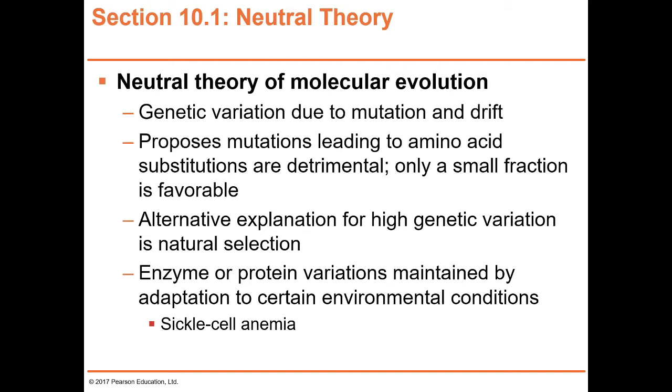So the alternative explanation for high genetic variation is natural selection. Enzyme or protein variations are maintained by adaptation to certain environmental conditions. It means that usually nature wants to stay normal unless the abnormality can cause you to live longer. It means that nature selects you. Even though you're abnormal compared to a regular human, you are selected because you can live longer.